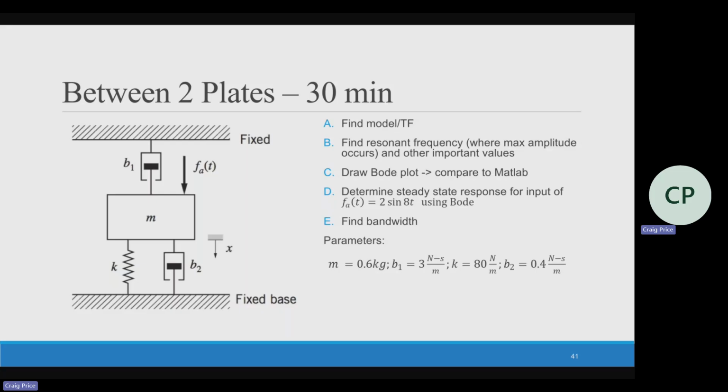So first we want to find the transfer function. We want to find some of the important stuff, create a Bode plot, and then determine the steady state response for a given input.